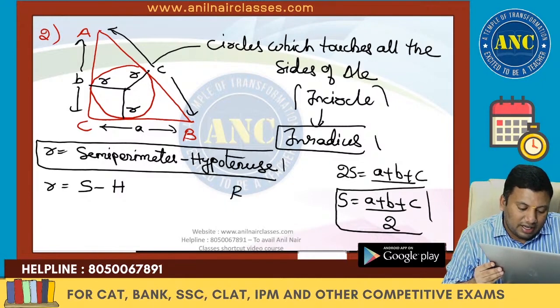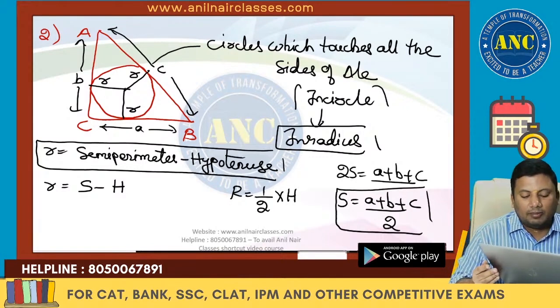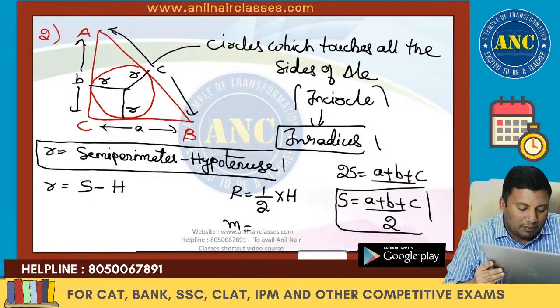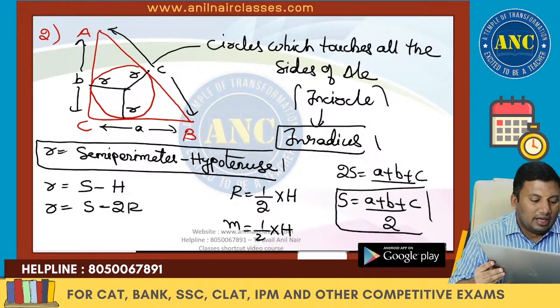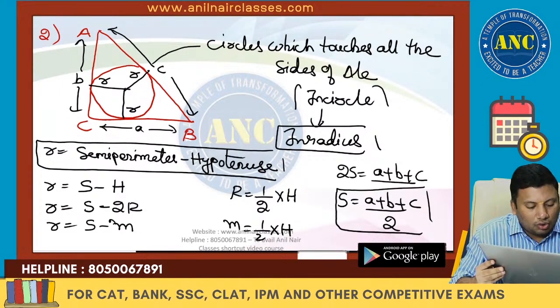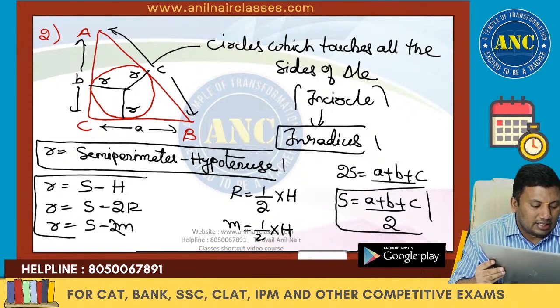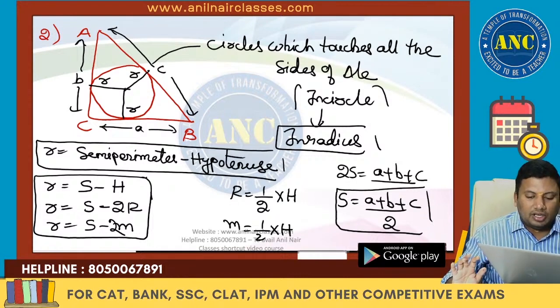In the case of a right angled triangle, we have already seen that the circumradius R is half of the hypotenuse H, which is the median M. So inradius is nothing but semi-perimeter minus 2R, that is, semi-perimeter minus 2 into median. I hope the idea is clear: r = s − 2R, or s − 2M.